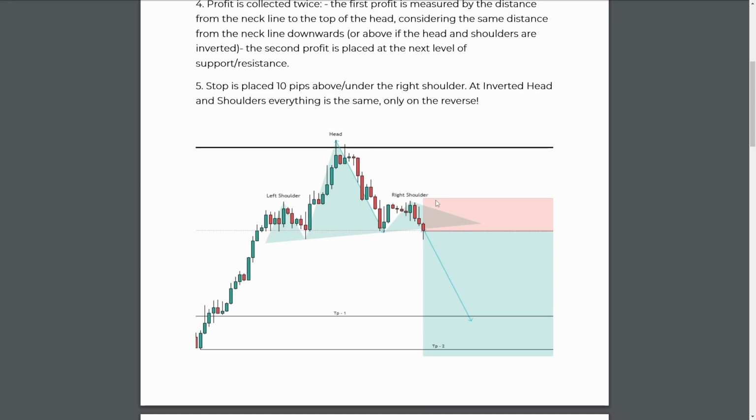That is a 100% requirement. With many head and shoulders, you will notice that the left shoulder and the right shoulder are at the same level. They don't have to be on the same level. I just want to point it out as a fact.